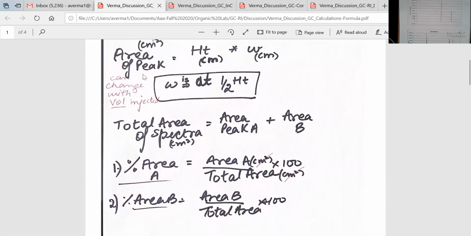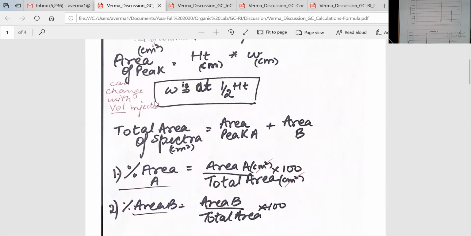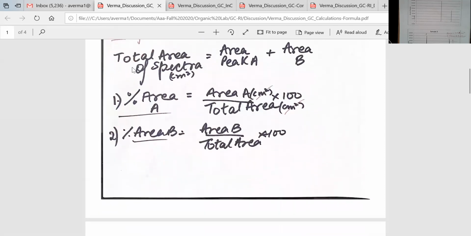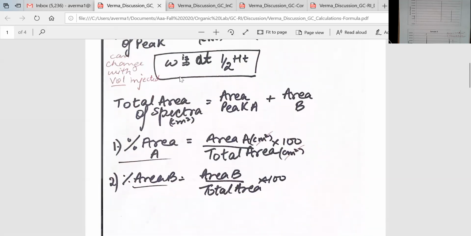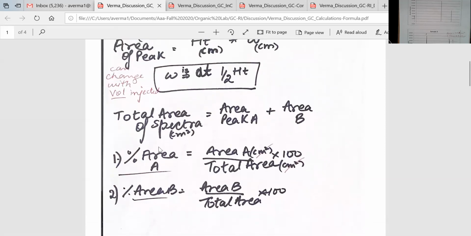Now, a point to note is the area under the peak can change. And the factor that can change the area under peak is the amount or the volume injected. If you inject a lot, you will have a bigger area. If you inject very less, you will have a small area. From total area and from knowing individual areas under every peak, you will be able to figure out the percent composition of that particular compound.